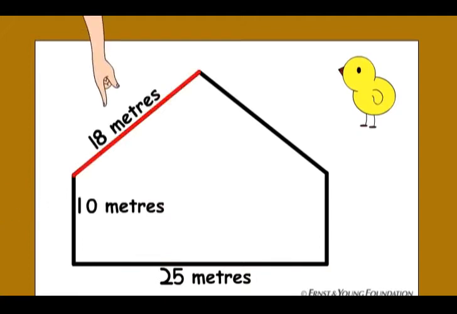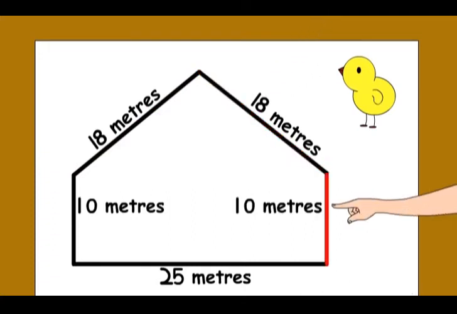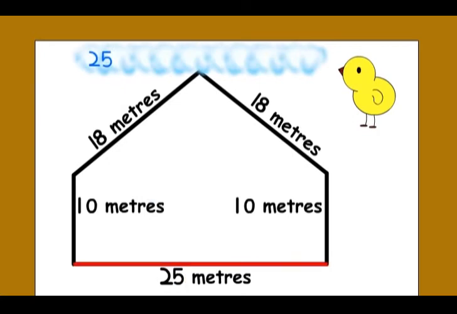This is 25 meters. This is 10 meters. This is 18 meters. And this is also 18 meters. And this side is 10 meters again. So the length of his boundary is 25 plus 10 plus 18 plus 18 plus 10, which is 81 meters. So the boundary of Ramu uncle's field is 81 meters long.